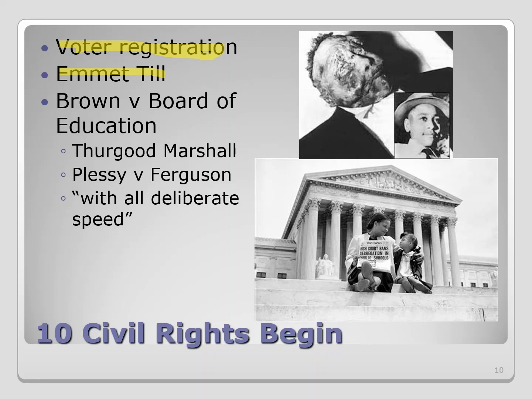This is what Emmett Till looked like as a 14-year-old boy. This is what he looked like in his casket. His mother insisted on an open casket funeral so the world could see what was done to her son. So Emmett Till becomes a very visible symbol of the segregation and the violence in the South directed at blacks.